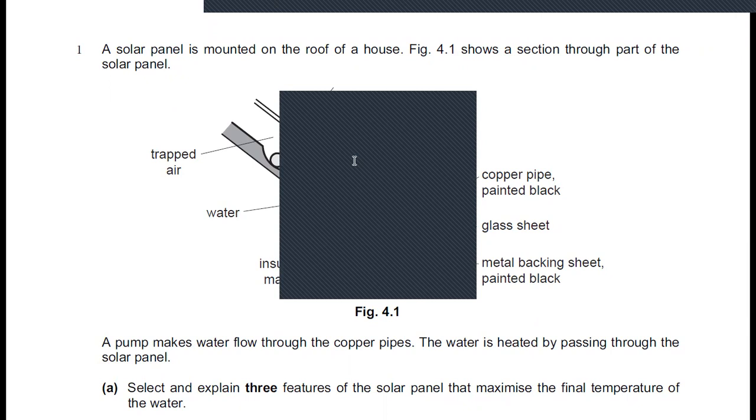You have a glass sheet, you're saying, that traps the heat radiation from the sun and won't allow the heat to be lost in the surroundings. Okay. Copper pipe painted black, good job. Black is a good absorber of heat, so it will absorb radiation from the sun. Insulating material. Copper is a bad conductor, so it won't allow heat to escape.